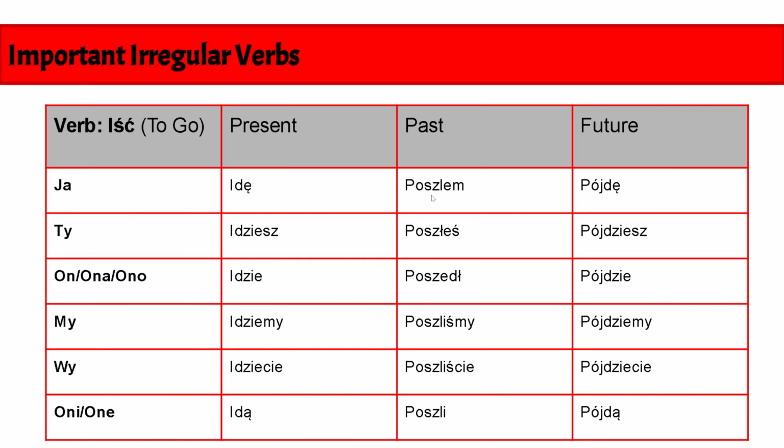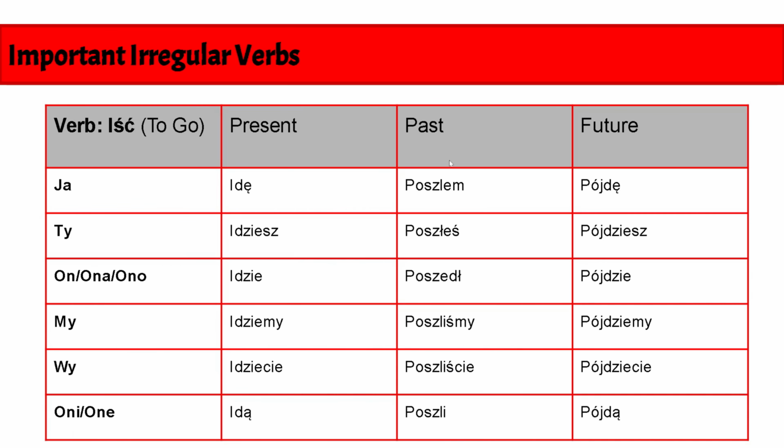Ja poszedłem, I went. Ty poszedłeś, you went. On, ona, ono poszedł. He, she, or it went. My poszliśmy, we went. Wy poszliście, you all went. Oni, one poszli. They went.